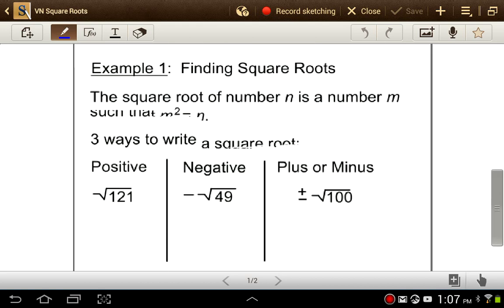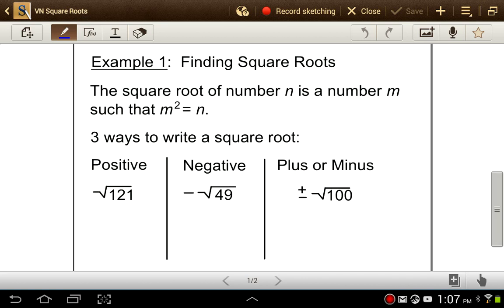In example 1, we're going to talk about finding square roots. Here's what a square root is. The square root of a number n is a number m such that m squared equals n. So when we're trying to find the square root of a number, it's the inverse operation of squaring a number. So if I have m squared, the square root of that number would be what n is.